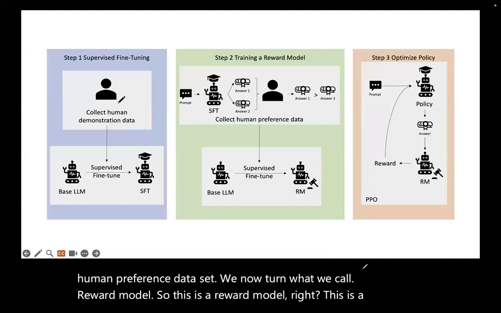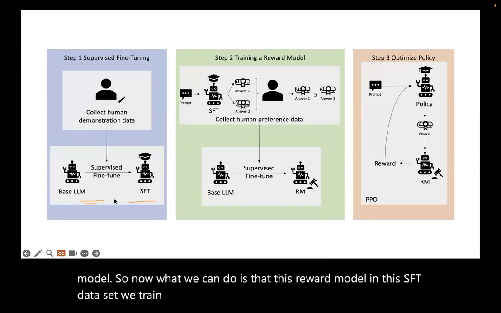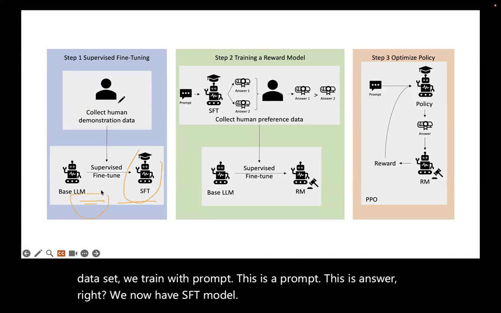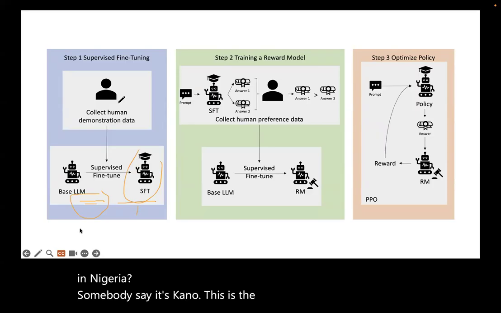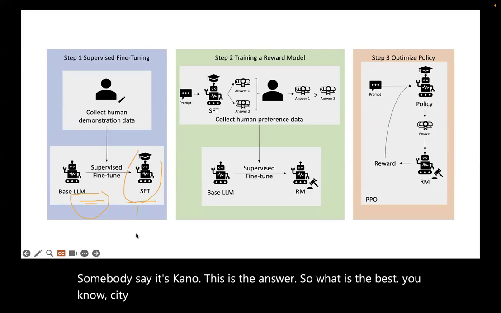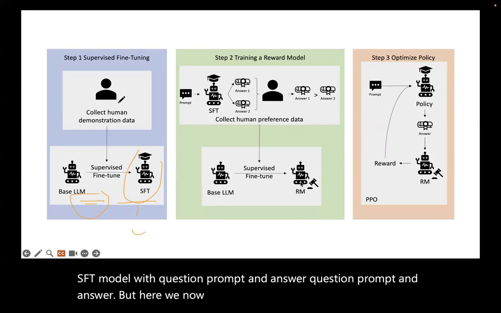Now, in the SFT data set, we train with a prompt and an answer. We have the SFT model: what is the best city in Nigeria? Somebody says Kano, this is the answer. What is the best city in England? London. So we train the SFT model with question, prompt, and answer. But here we now train what we call a reward model.